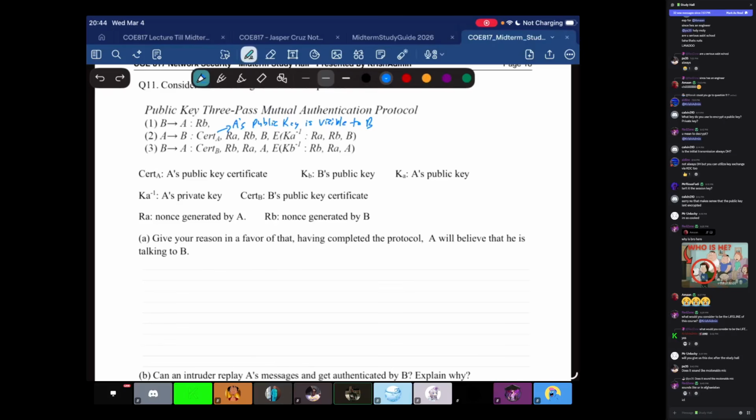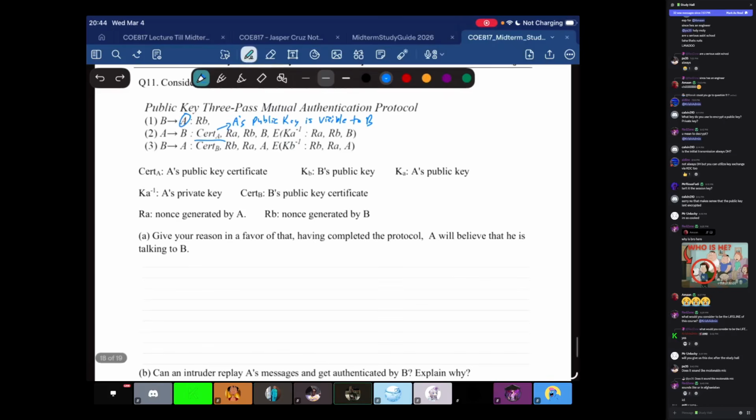Doesn't the certificate just verify who you're talking to? Yeah, it does. In this case, I just verified with the notes that cert A allows you to read A's public key, and hence you can decrypt the message that A is encrypting with its private key. For the answer, A thinks it's talking to B because it's given B's certificate, and the certificate is issued by the CA, right?